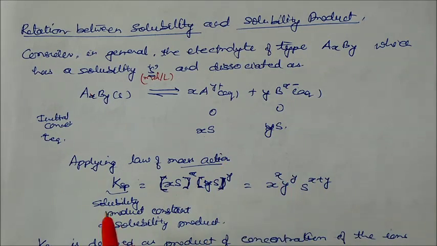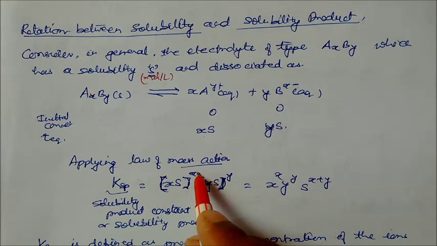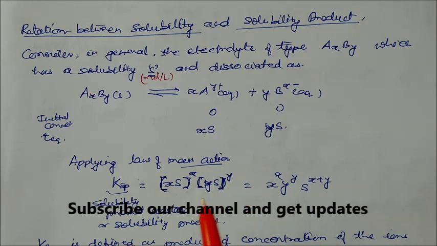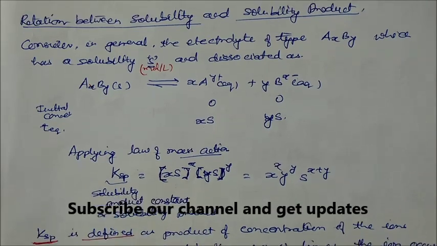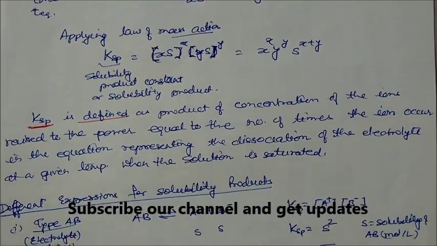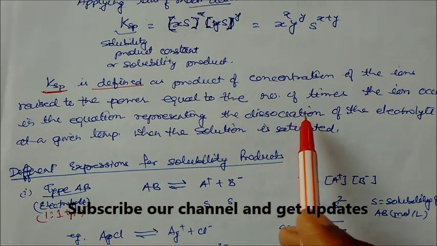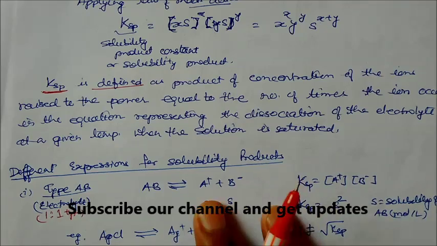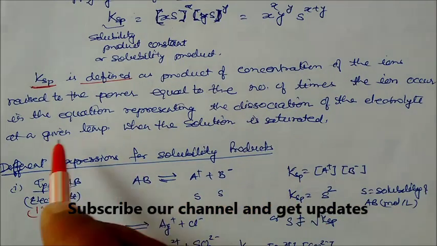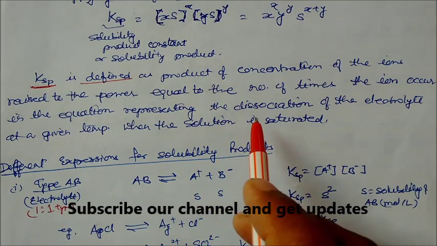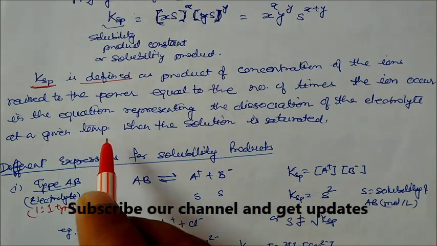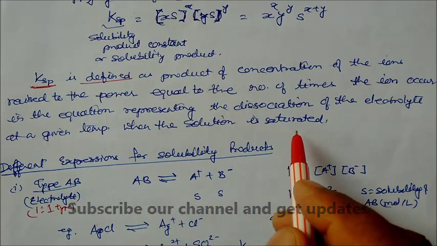So applying the law of mass action, Ksp equals (xS)^x times (yS)^y, which is x^x y^y S^(x+y). This is called the solubility product constant or solubility product. So we can define what Ksp is. Ksp is defined as the product of the concentrations of ions, each raised to a power equal to the number of times the ion occurs in the equation representing the dissociation of the electrolyte, at a given temperature when the solution is saturated.